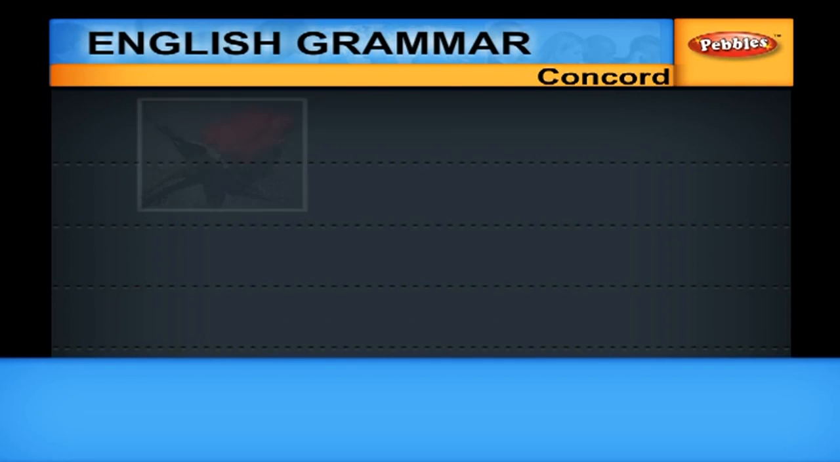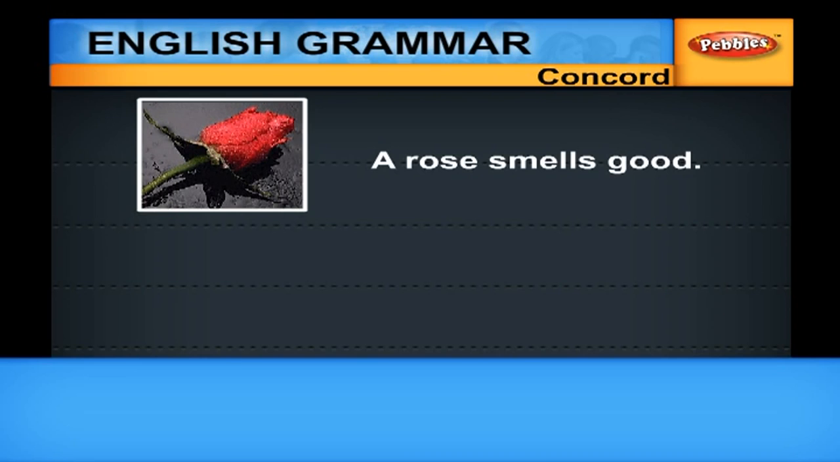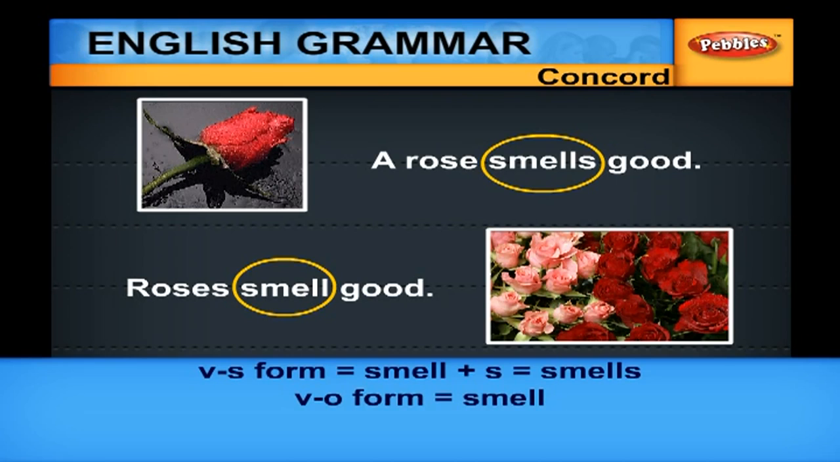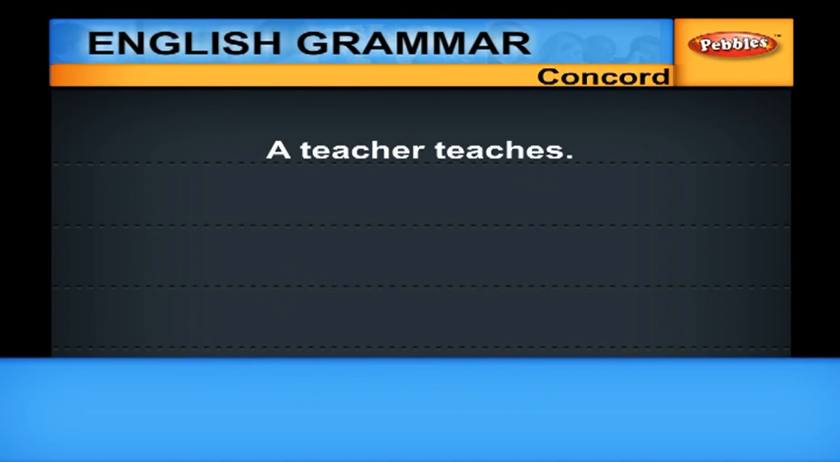Coming to number. Singular nouns in the present tense must go with VS form. Plural nouns go with VO form. By VS form, we mean base form plus S. By VO form, we mean base forms. A teacher teaches. Here, teacher is singular noun and VS form of verb teach is teaches. Teachers teach. Teachers is a plural noun, so VO form of verb is teach.